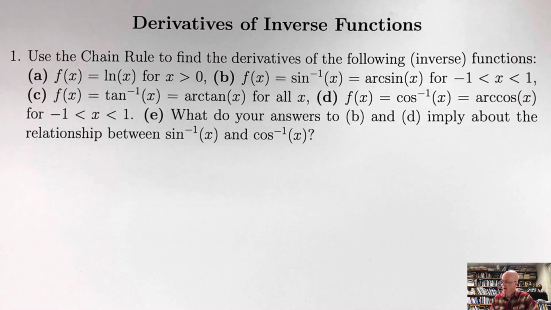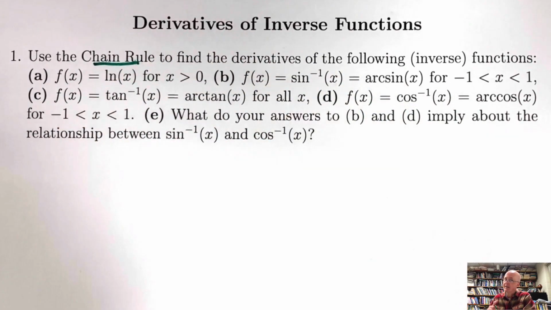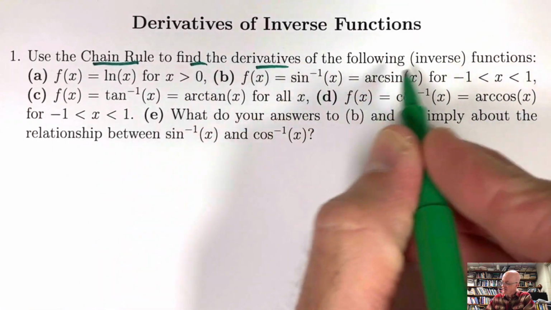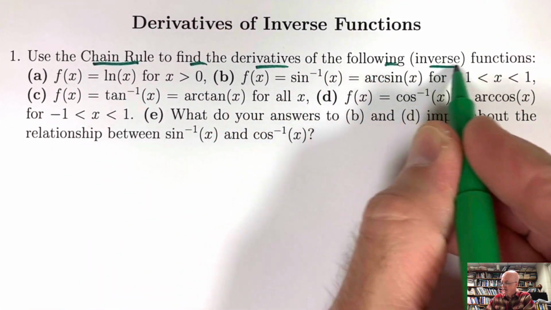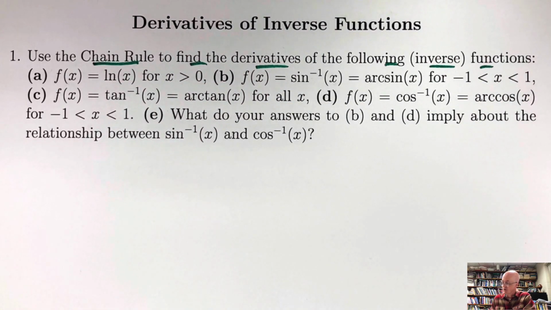This video is about derivatives of specific inverse functions, such as natural log of x and inverse trig functions, and also general inverse functions. We start with some specific ones. Use the chain rule, not the definition of the derivative, thankfully, to find the derivatives of the following functions, which are inverse functions of special functions you should know.